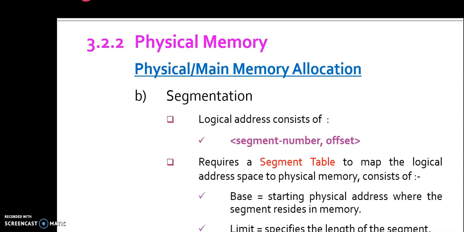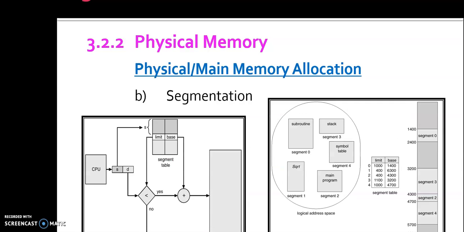So in segmentation, you also have the same thing. You also have something which is called a segment table. The segment table keeps track of where the segment is inside the physical address. Inside the segment table, we have something which is called the base and the limit. If you remember, inside the page table you have the page number and the frame number. So inside the segment table, you have base and limit. So what does it mean?